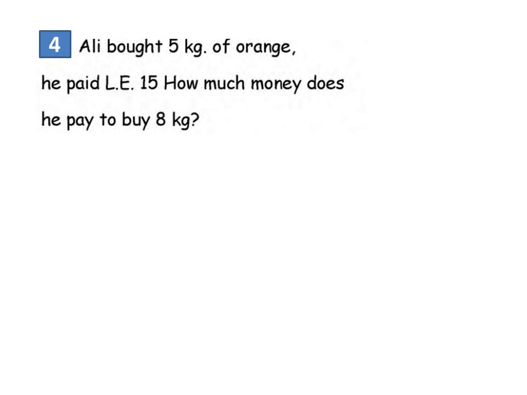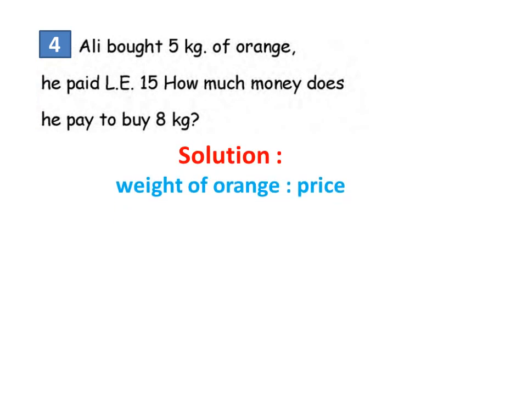So he wanted from me to get the price of 8 kilograms of orange. As we know, the ratio is between the kilograms and the price of kilograms of orange. So the ratio will be between the weight of orange, which is represented by the unit kilogram, and the price, which is represented by the unit LE or pound. Firstly, the weight of orange in kilograms and the price in LE.